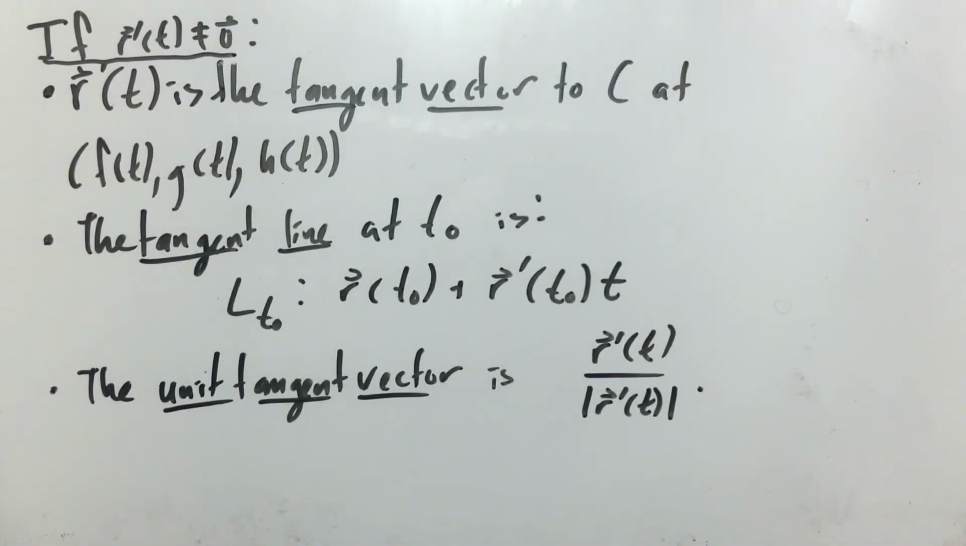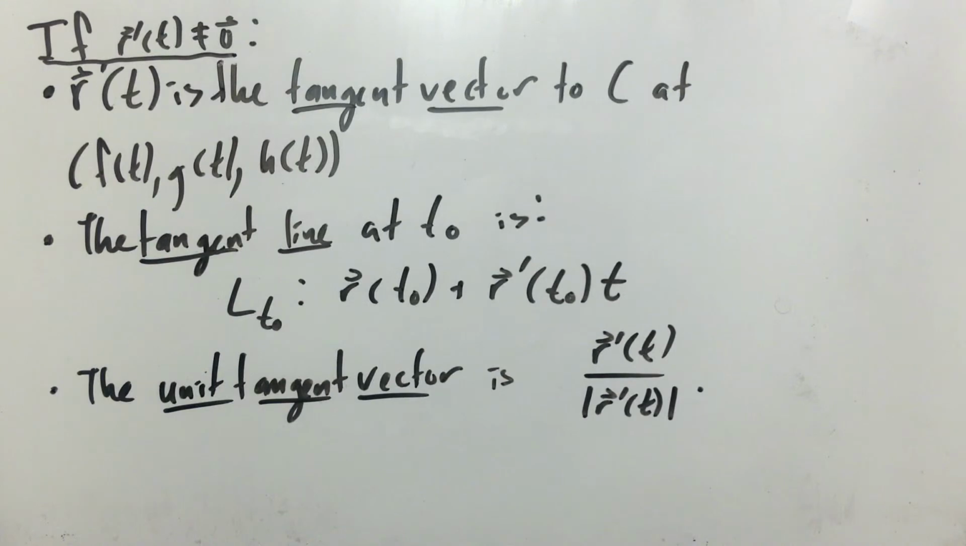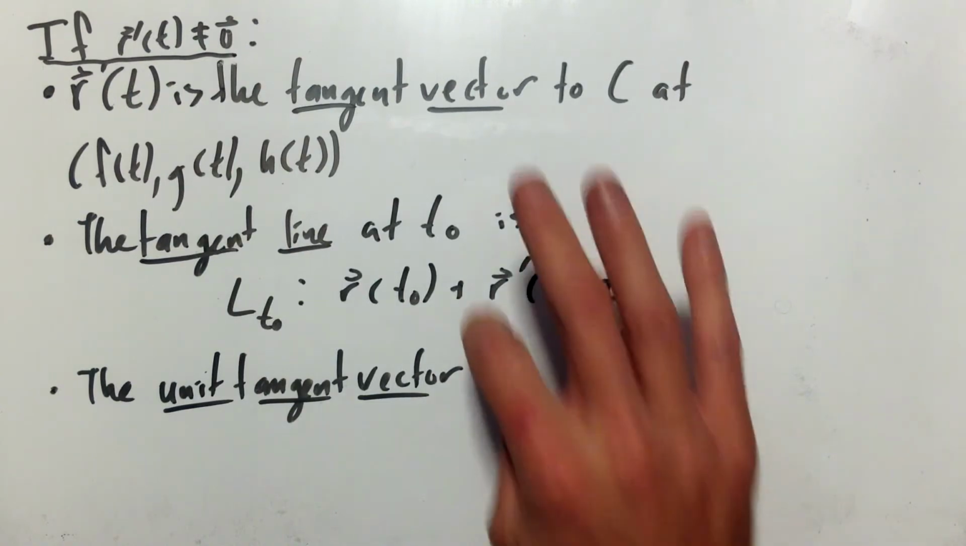Okay, so we have some good interpretations of this vector, or some good constructions with this vector r prime of t when it's not equal to 0. First of all, r prime of t when it's not equal to 0 is the tangent vector to the space curve at the point f of t, g of t, h of t. This means that it is pretty much going in the same direction as the curve is at that point. Fantastic.